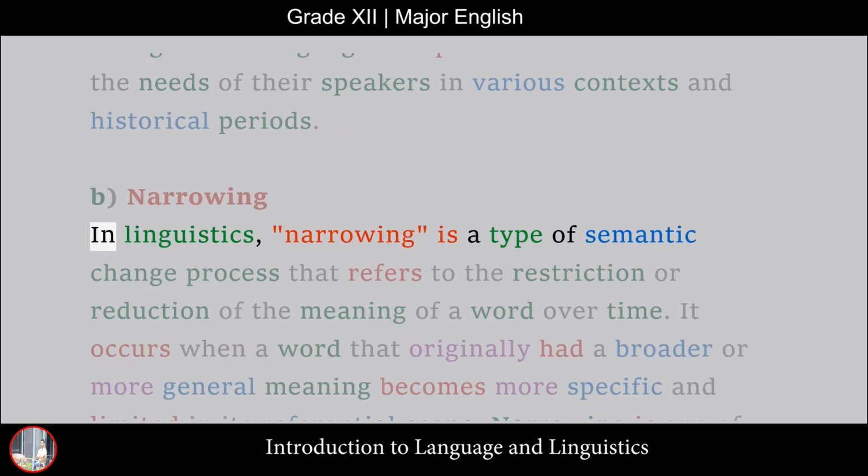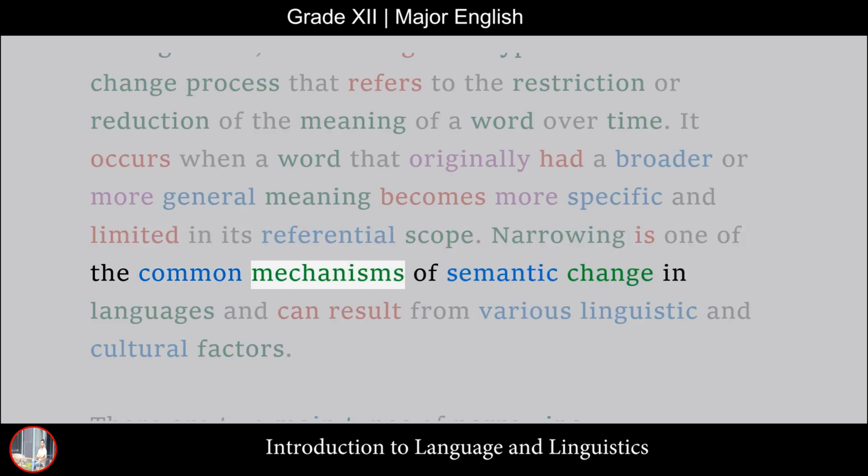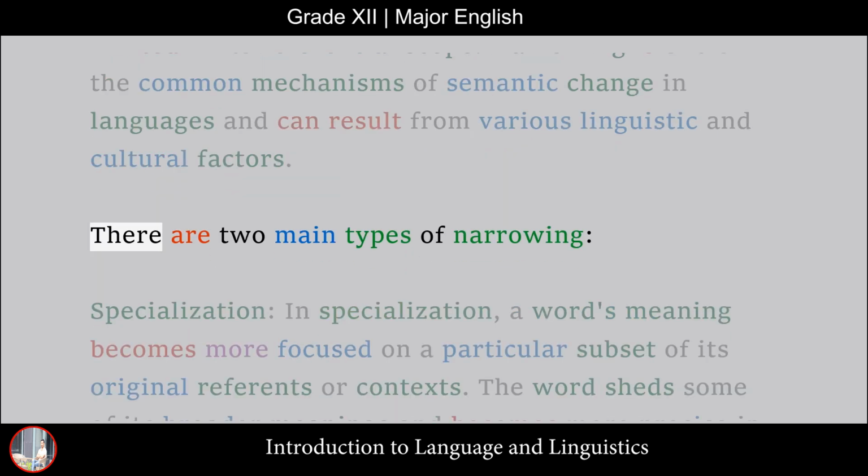B. Narrowing. In linguistics, narrowing is a type of semantic change process that refers to the restriction or reduction of the meaning of a word over time. It occurs when a word that originally had a broader or more general meaning becomes more specific and limited in its referential scope. Narrowing is one of the common mechanisms of semantic change in languages and can result from various linguistic and cultural factors. There are two main types of narrowing.